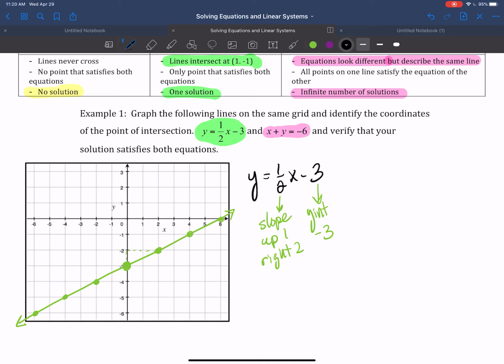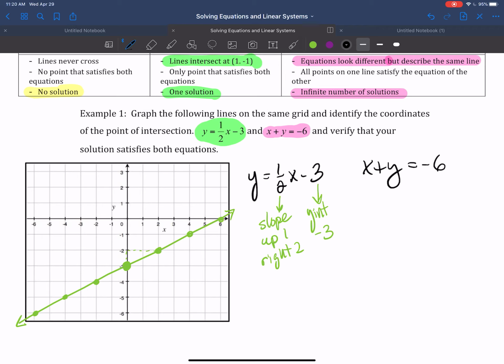Now let's look at our second line. x plus y equals -6. Now there's a couple ways that we could graph this. You could do a table of values. That's the easiest way. It takes longer, but it's easier. Another way is to find the x and y intercepts. That would also be pretty easy.